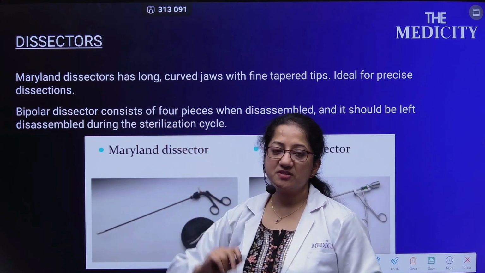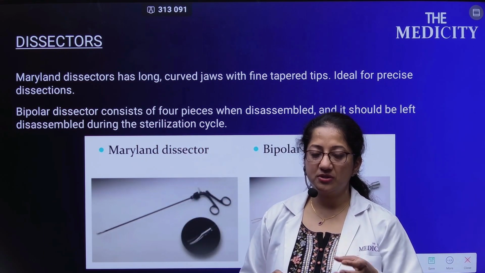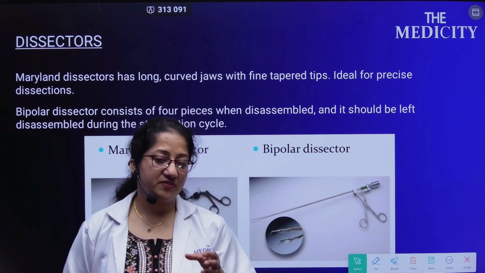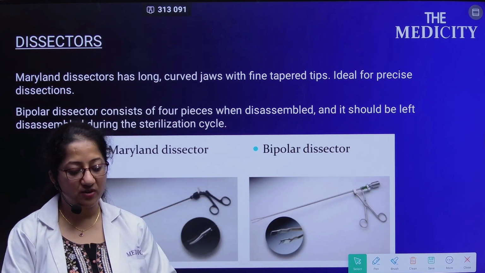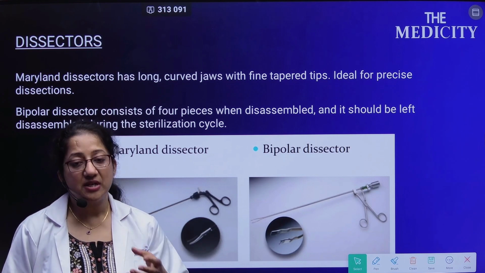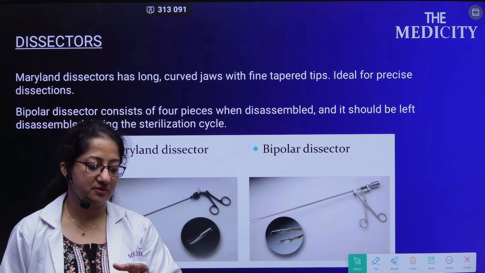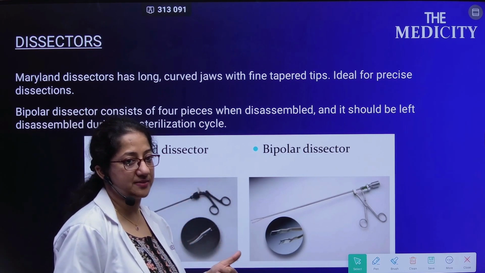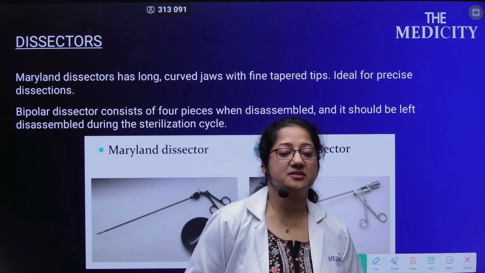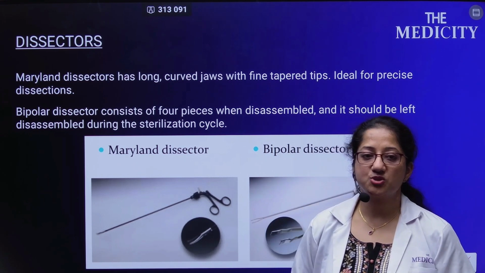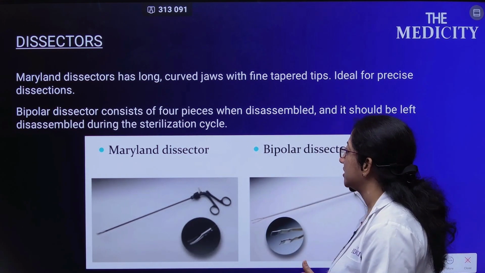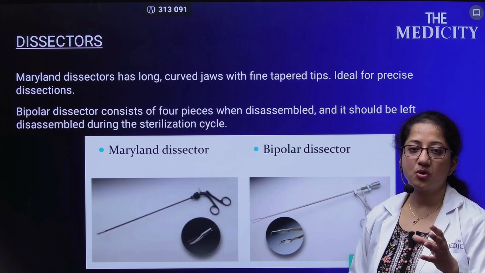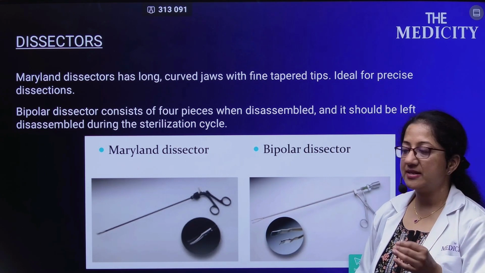Maryland instrument is a very important instrument which helps us to hold firm tissues. For example, when we are doing an ovarian cystectomy, we need to hold the cyst and pull it away from the normal ovarian tissue. We have to make sure that the tissue doesn't slip repeatedly. So the Maryland grasper helps us in that. Bipolar dissector consists of 4 pieces. When assembled, it should be disassembled during sterilization. Bipolar is an instrument which helps us to cauterize whenever there's any bleeding.